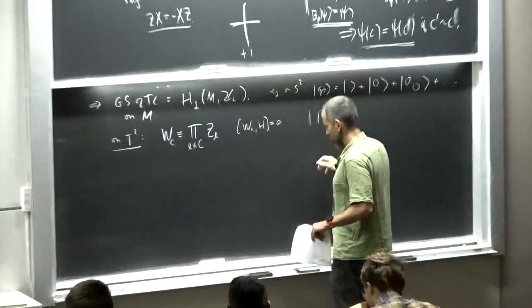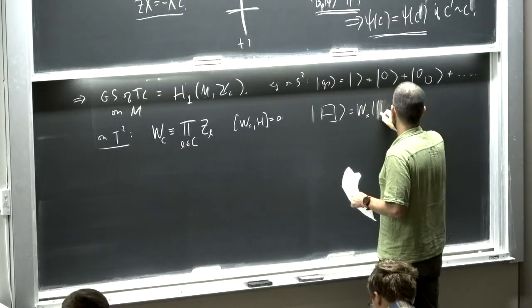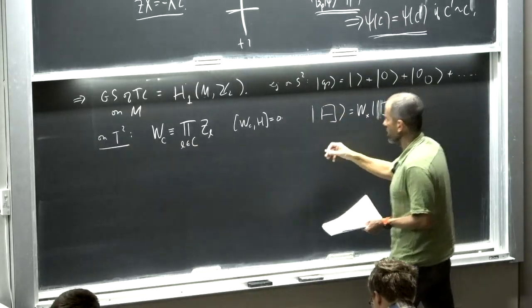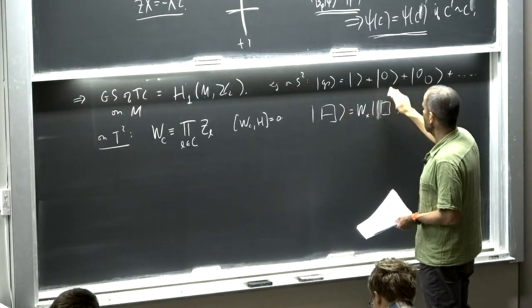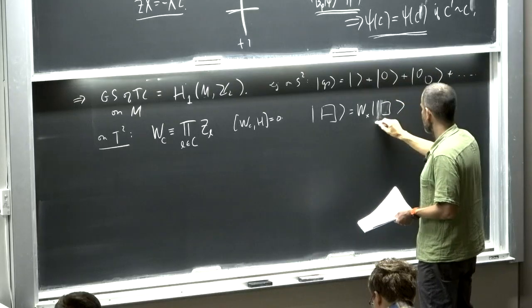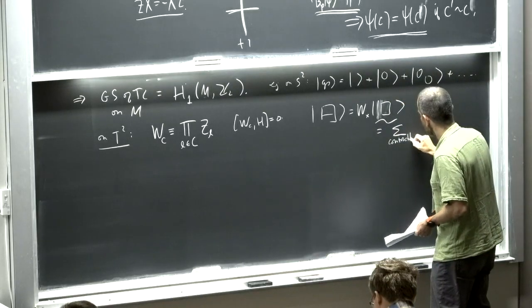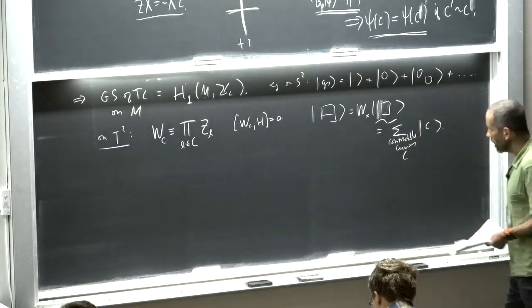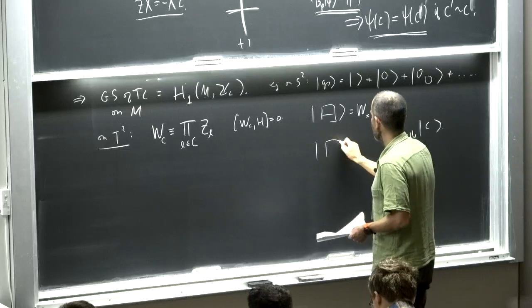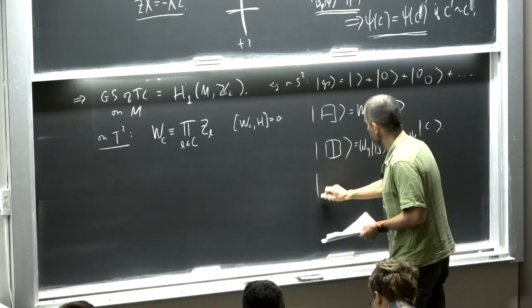Yeah, so this is just the same equation I wrote before. This is Wx acting on this state. I should say what this state is. By this state, I mean exactly this: the sum of contractible closed curves. Okay, and there's another one where we go this way. And then there's one where we go both ways.